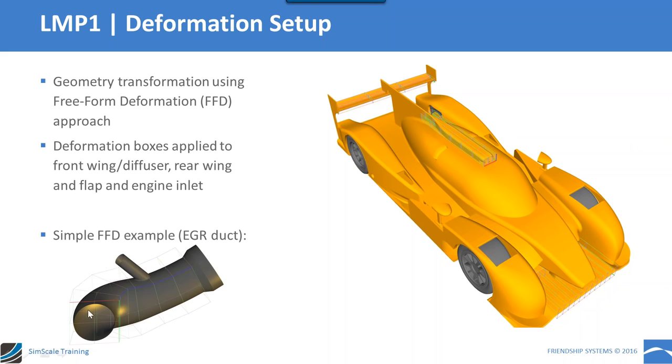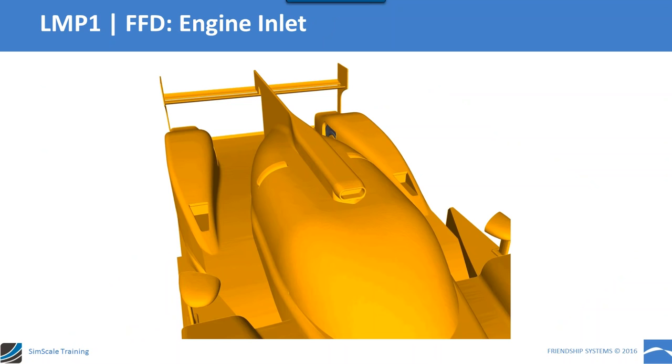So we have this tube, maybe it's like the brake cooling duct, and using these boxes you can morph or change the geometry like you want. So this is a partial way to parameterize your model. Okay, so we have created this box here, and you can see in the animation the possibilities that we can create using freeform deformation.